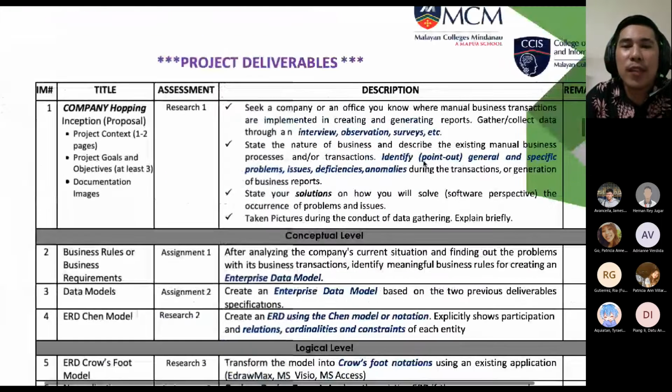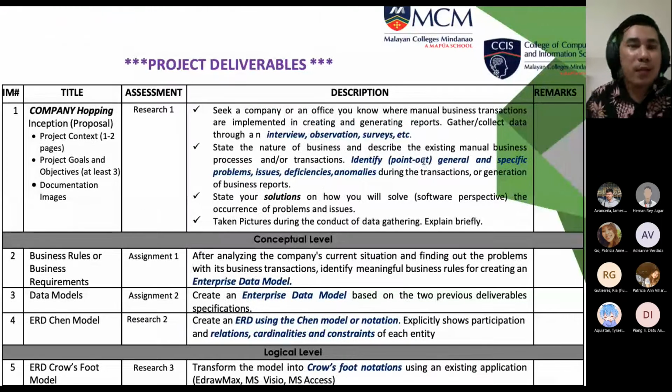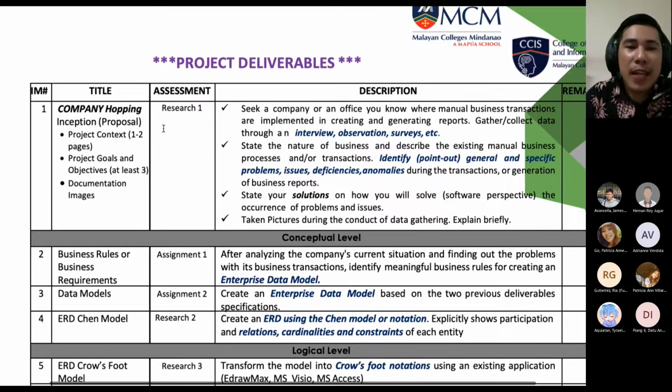So the basis of why we are providing a solution is because we have empathy. We feel for the transactions and the manual processes, it's really slow. And here I have the idea on how to make it faster or more efficient, so I am going to propose this one. But before you can propose something, you'll have to pinpoint the problems. So this is about company hopping.